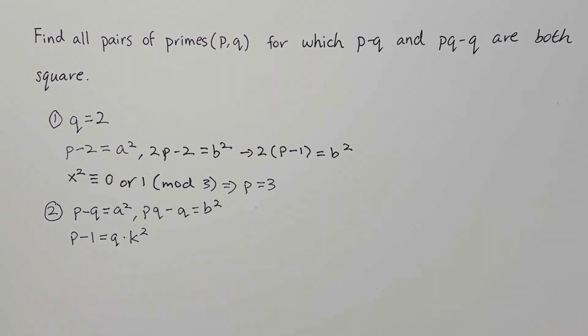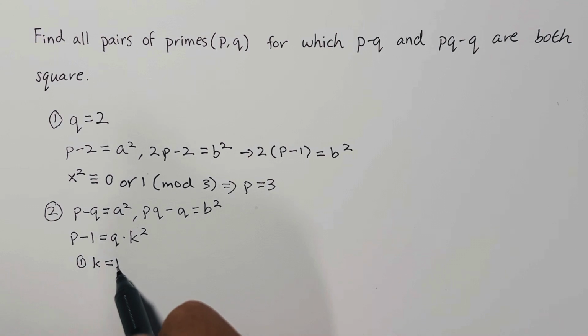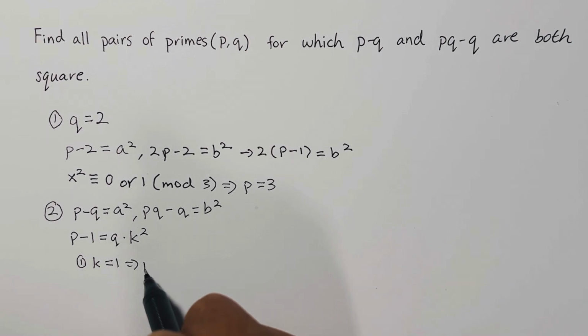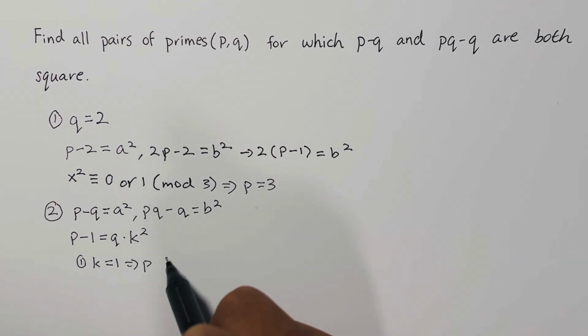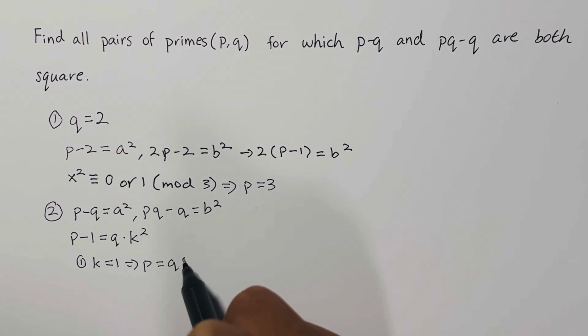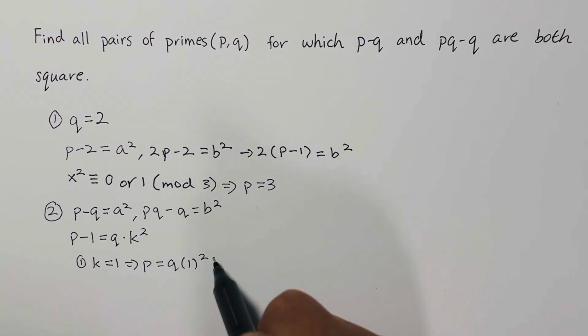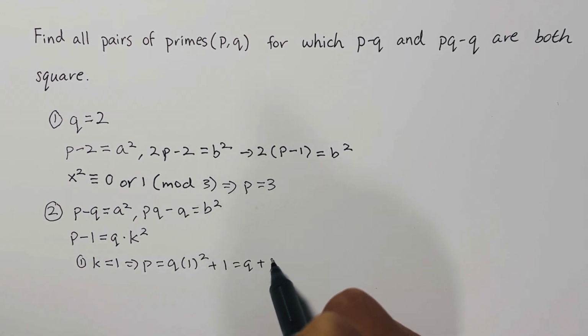Now we have two paths based on what K is. Path A is, what if K is equal to 1? Well, if we have K equal to 1, then P equals Q times 1 squared plus 1, which equals Q plus 1.